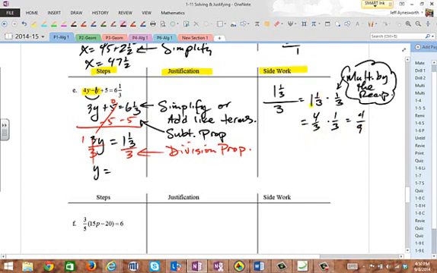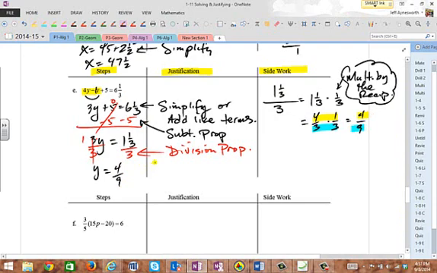You got to change your mixed to improper. 3 times 1 is 3, plus 1 is 4, 4/3, times the reciprocal of the denominator, which is 1/3. Multiply the numerators. Look at this. Multiply, you get 4. All right, and then multiply the denominators, and you get 9. So 4/9, right? So you get y equals 4/9.